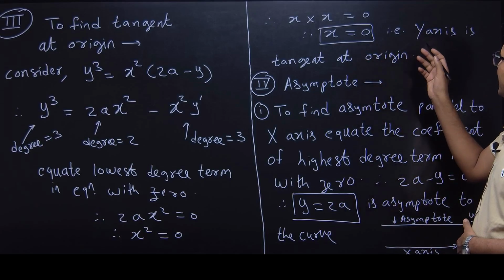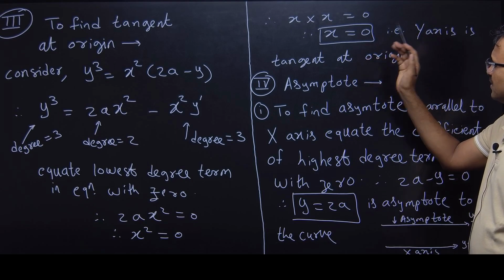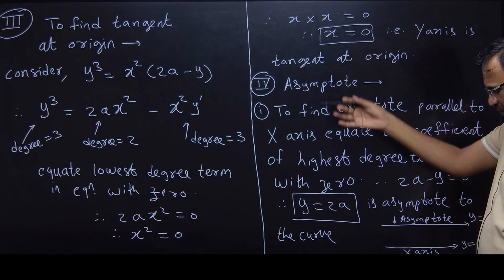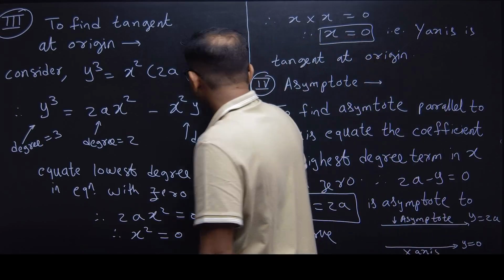So the y-axis is tangent to the curve at the origin, and it is going to be a cusp because we are getting x equal to 0 two times there as the tangent.